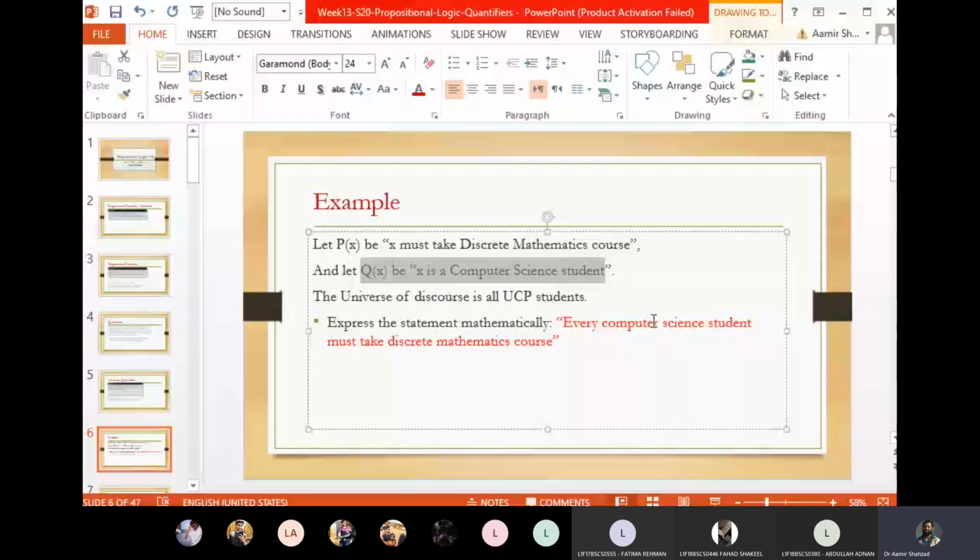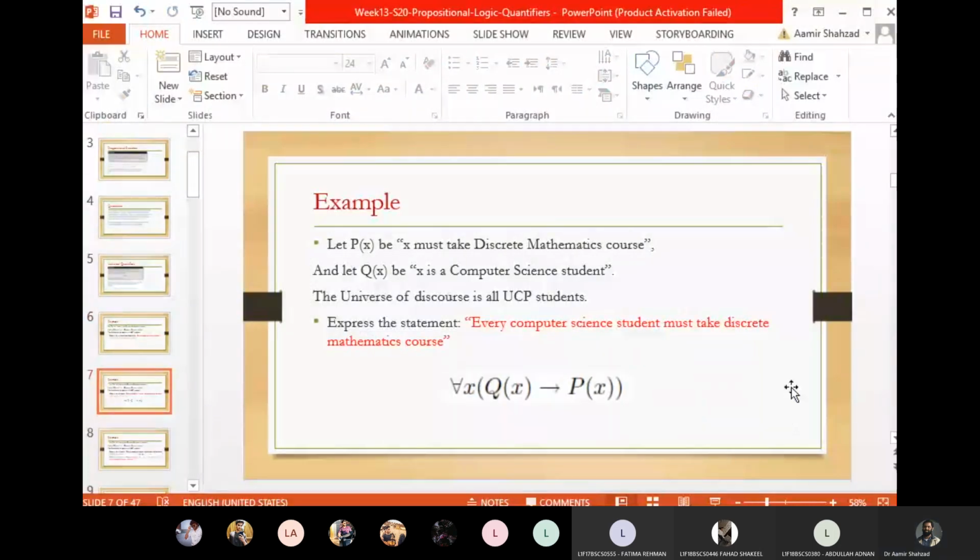And what should q of x do? He should take the discrete math course. So if a student is q of x, if a student is a computer science student, then he must be p of x. Then he must take the discrete math course. So this is an implication. So this is going to be for all x, all UCP students have come, and then we take some subset of it. If this particular student is a computer science student, then he must take the discrete math course.